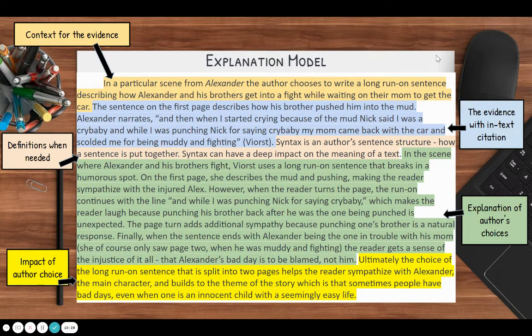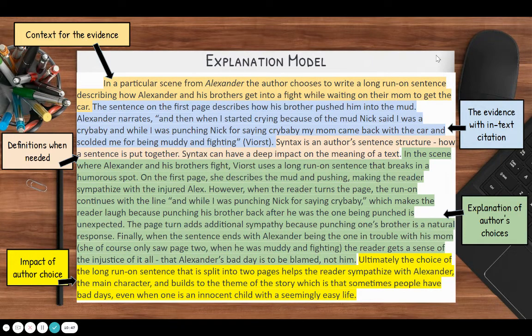The sentence on the first page describes how his brother pushed him into the mud. Alexander narrates, "and then when I started crying because of the mud, Nick said I was a crybaby, and while I was punching Nick for saying crybaby, my mom came back with the car and scolded me for being muddy and fighting." Syntax is an author's sentence structure, how a sentence is put together.